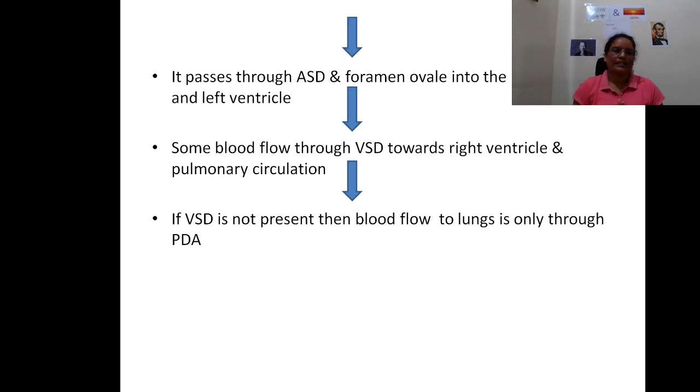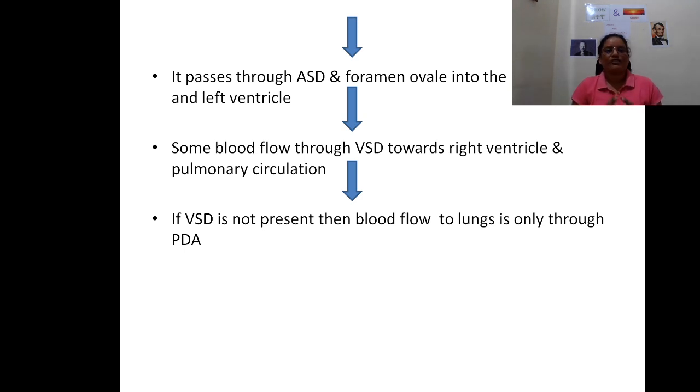Okay, then the next is that it passes through the atrial septal defect. That's why the blood present in the right atrium, with the help of ASD and foramen ovale, goes into the left atrium and left ventricle. What is foramen ovale? Foramen ovale is present on the wall between both upper chambers, meaning right atrium and left atrium. Then some blood flows through the VSD towards the right ventricle, and it goes to the pulmonary circulation.